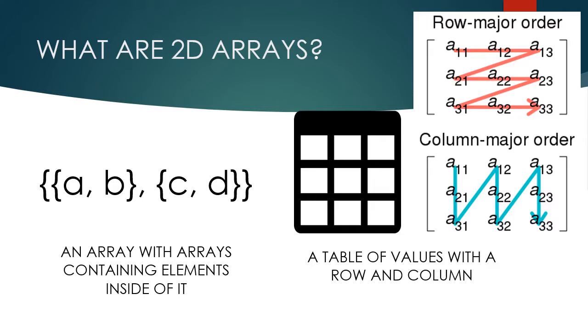So what are 2D arrays? 2D arrays are basically when an array contains arrays with elements inside of it, or an array of arrays. Also, 2D arrays can be represented as a table or board with a row and column. 2D arrays are row major, meaning that it is based on the order of the row rather than the column, as seen in the two pictures here.